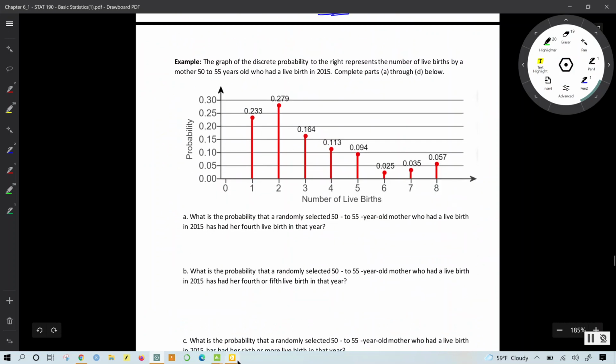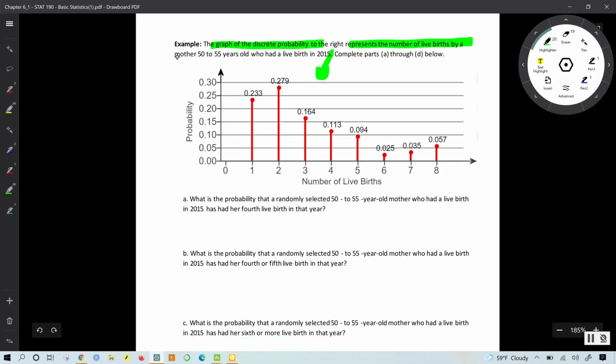In this example, we are told that the graph of the discrete probability distribution below represents the number of live births by a mother 50 to 55 years old who had a live birth in 2015. Complete parts A through D below. So we have the number of live births.